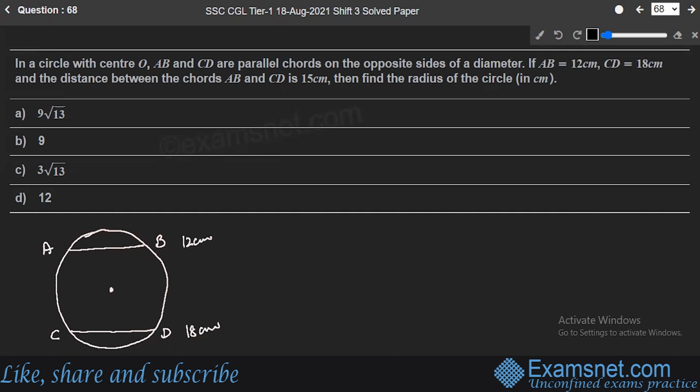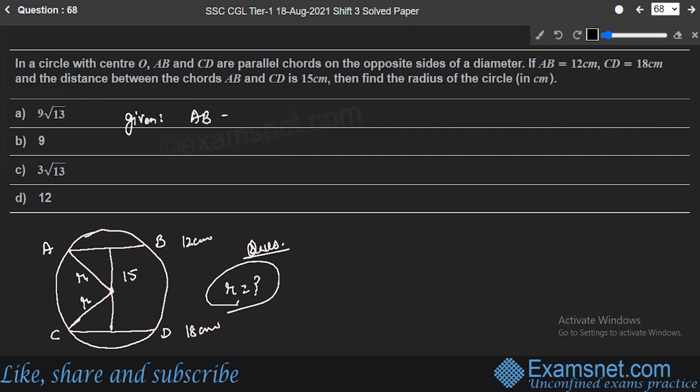Distance between the two chords AB and CD is 15. So that means you are given this whole distance. The straight perpendicular distance, it's given to be 15. Then find the value of the radius of the circle. This is the radius of the circle, R. Here is R, here is R, and you have to find out the value of the R. This is your question. Okay, now you're first of all given AB is equal to 12 centimeters and CD is equal to 18 centimeters.